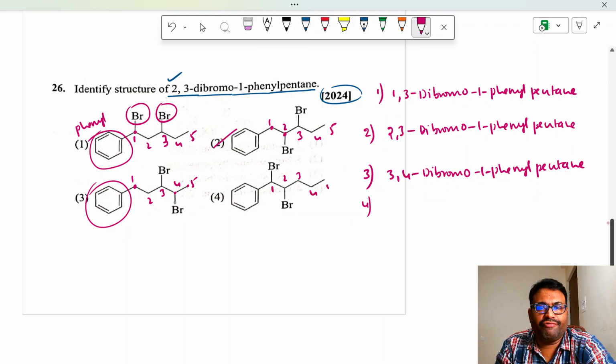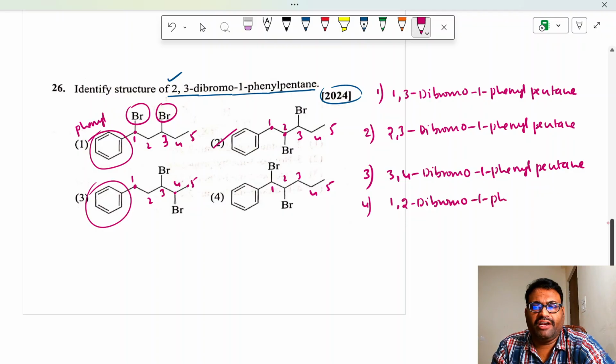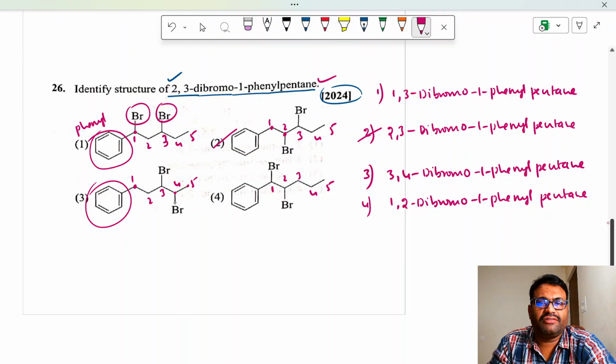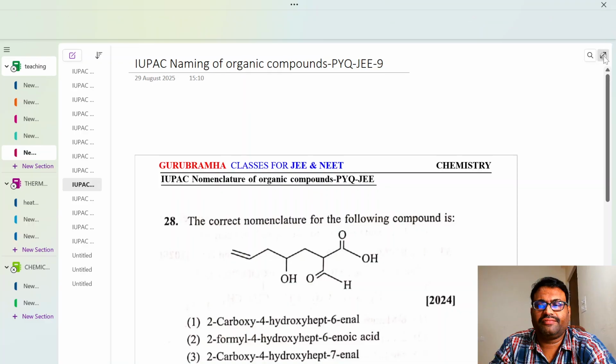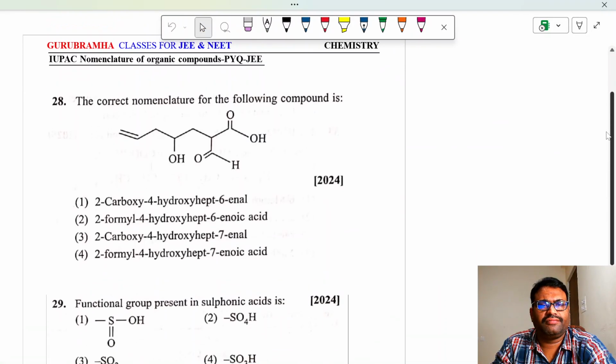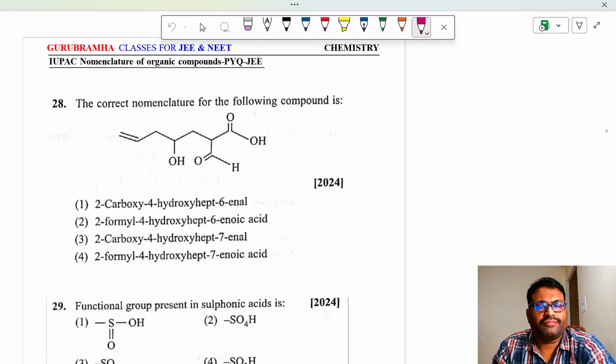Fourth option. 1, 2, 3, 4, 5. 1,2-dibromo-1-phenyl pentane. From this you find that the given structure matches the second one. So the second one is the correct answer. So that was the question asked in 2024.